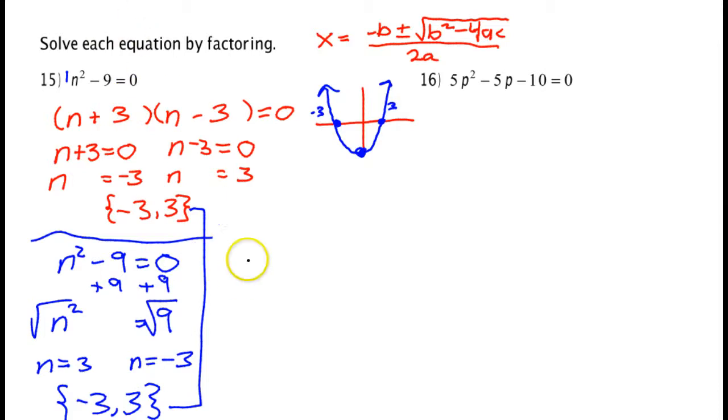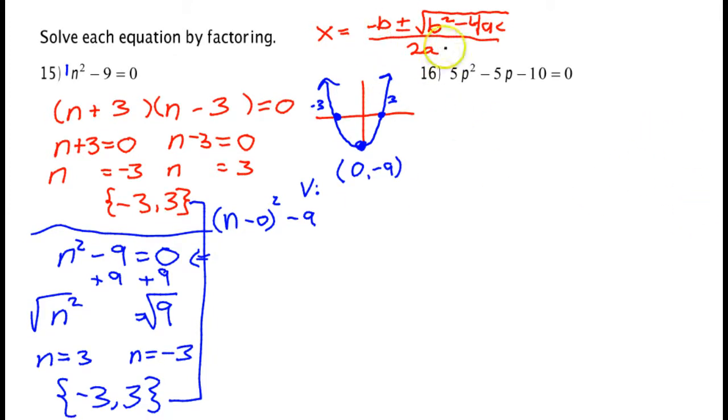Side note, we could write this in vertex form right here as n minus 0 squared minus 9, and that lets us know the vertex is at 0, negative 9. So that's where the vertex is. Lastly, today, you're going to do the factoring. That's going to be part A. You're going to do completing the square. That's part B. And then lastly, you're going to do part C, the quadratic formula.